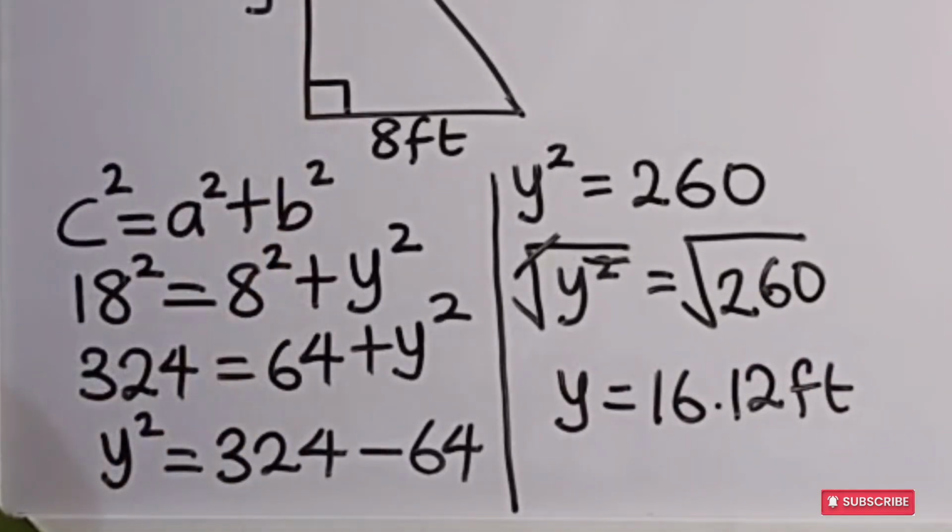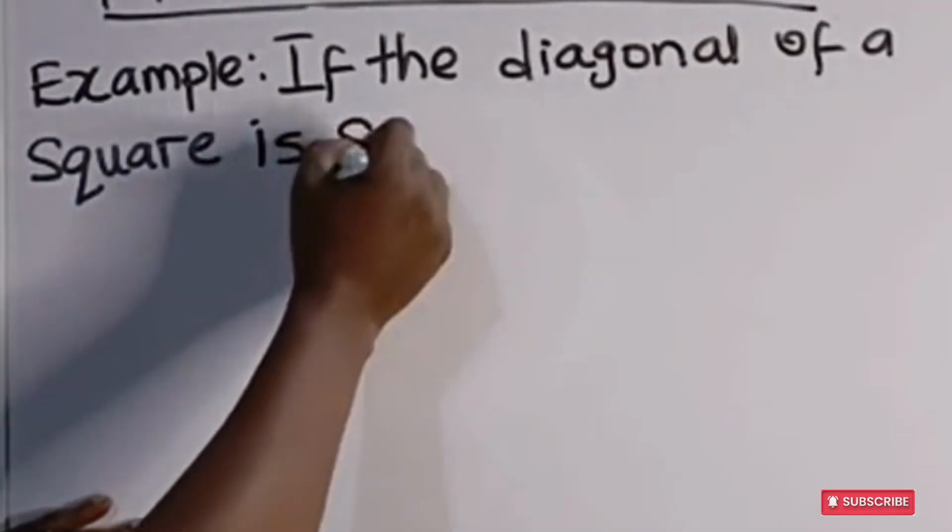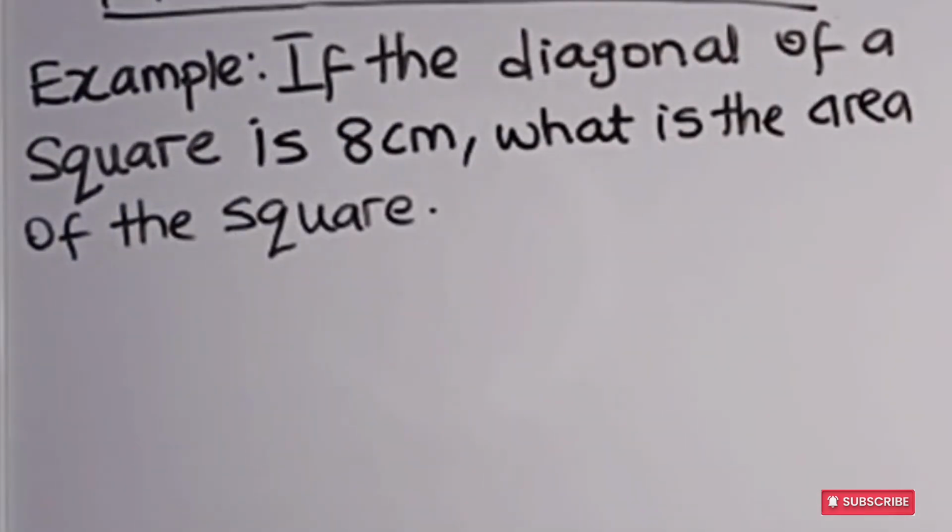Okay. Let's continue. Let's look at another question. So now we're going to look at a word problem. The question says, if the diagonal of a square is 8 centimeters, what is the area of the square? So this question can be solved using Pythagoras theorem. We can apply Pythagoras theorem in solving this particular question. Let's try it out.